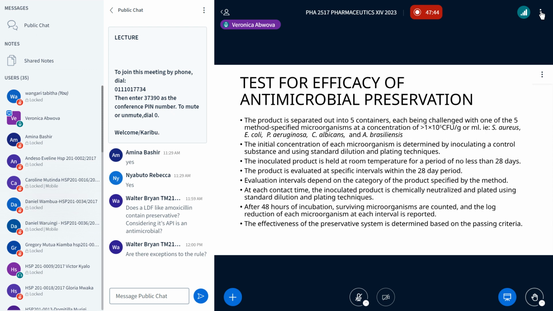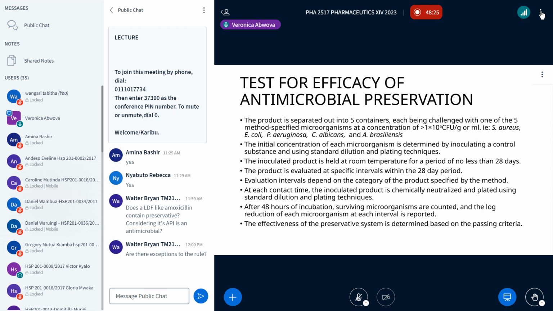So remember, you've taken your pharmaceutical product, you have added these microorganisms to that product, and then you let them incubate for 28 days. Okay. Then you come and check at intervals. Okay. You withdraw the product, you neutralize the preservative that is in, and then you plate it and observe for growth of microorganisms. Of course, if the preservative is effective, you do not want to see growth.